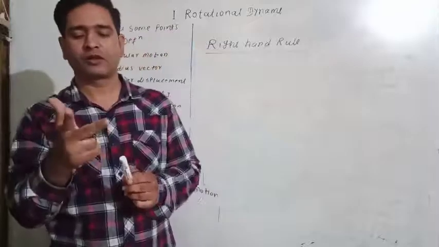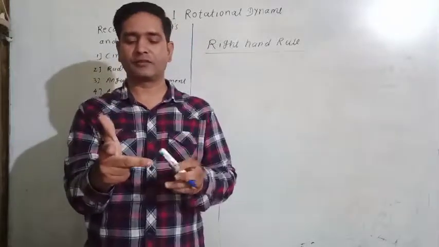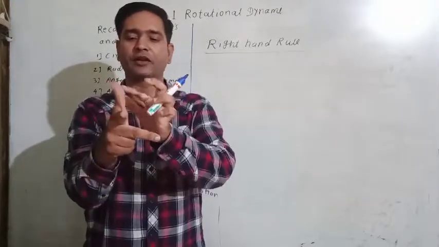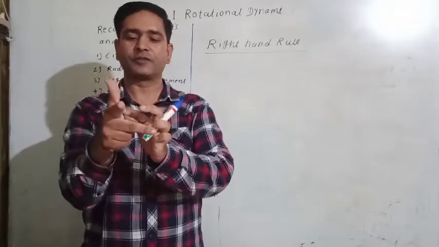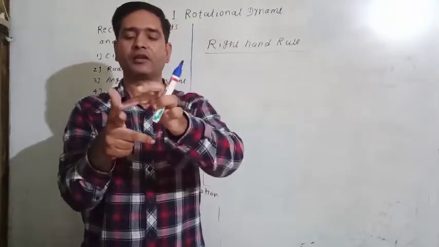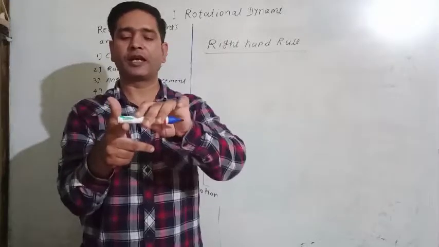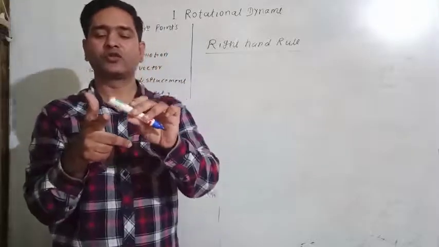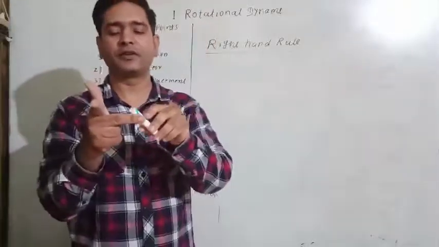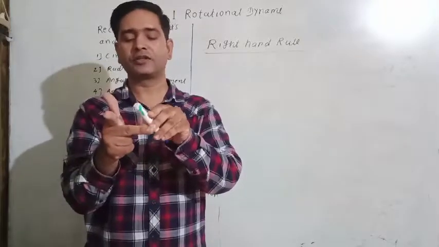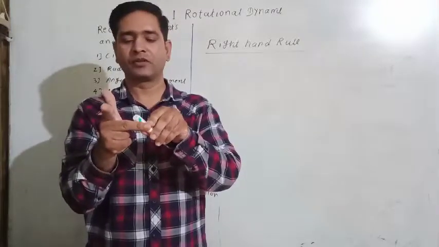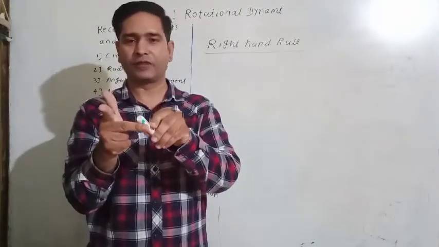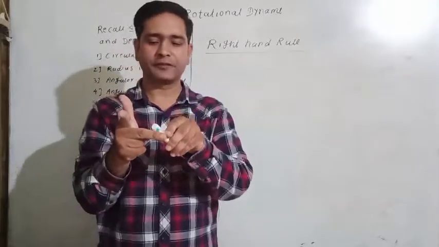Then again, suppose these three fingers by the right hand rule: this finger shows the angular velocity, angular acceleration and angular displacement as vector quantities. The first finger shows the direction of the radius vector, only the radius vector. And this finger shows all the quantities on the circumference.